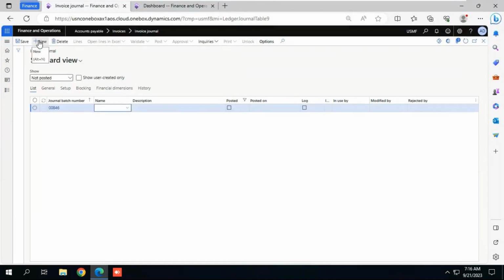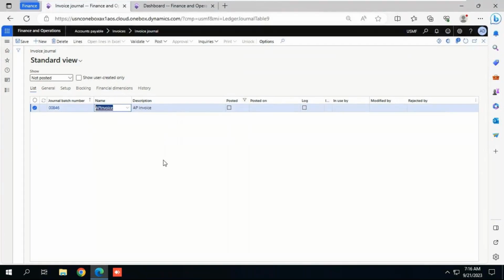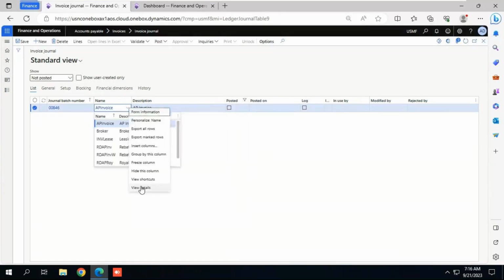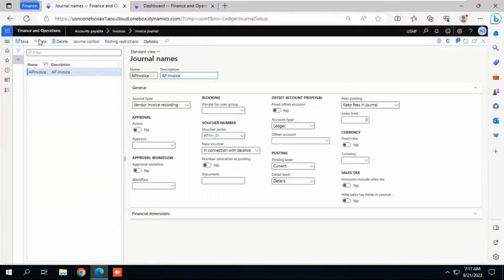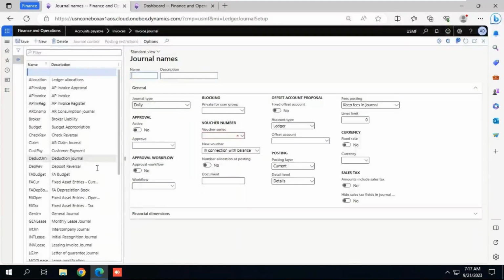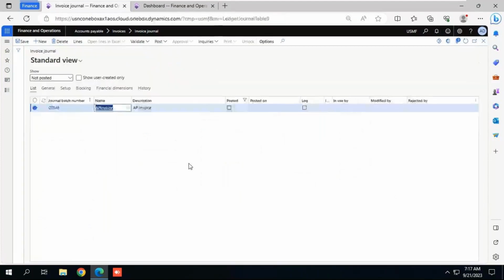Select the journal name. Okay. So how to configure this journal name, you will understand later. This is a configuration. If you right click, view details, you need to configure here. There are so many journals. How to create these journals, I will explain you later. You are going to learn this one in future. So from the drop down, you have selected journal. Click on lines button or click on journal batch number. Either one you can click.